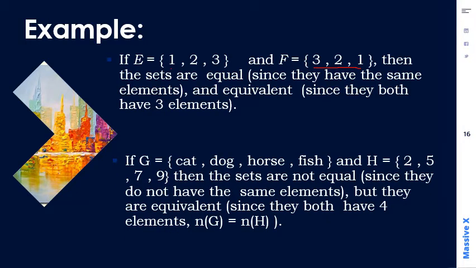Next, you have set G with elements cat, dog, horse, and fish, and set H with elements 2, 5, 7, and 9. Then the sets are not equal. They are not equal since they do not have the same elements, but they are equivalent since they both have 4 elements.